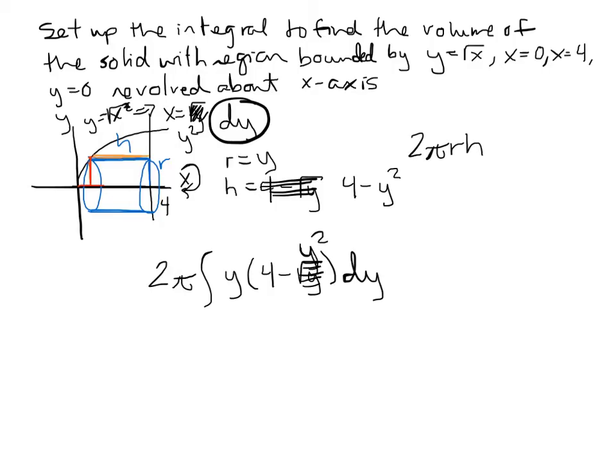Okay. Now let me worry about the bounds. Okay, so the bounds. Got dy. I go back to my picture. y equals 0 to, when x is equal to 4, y is equal to 2. So from 0 to 2.